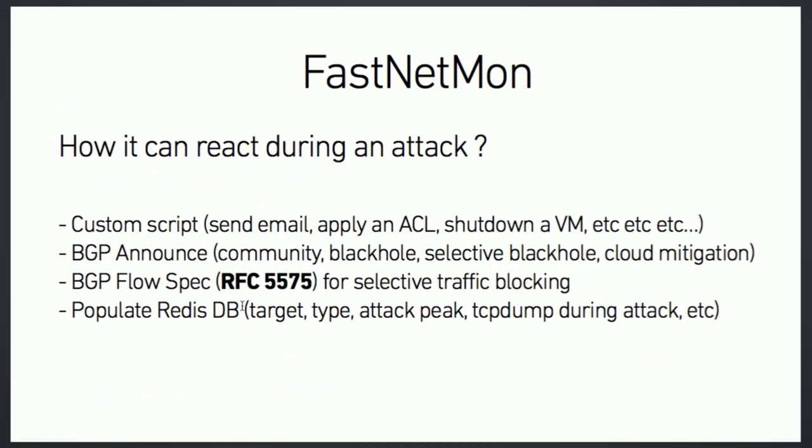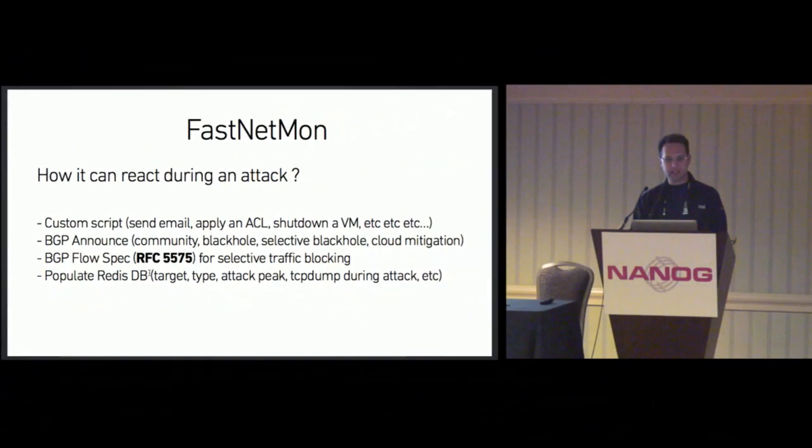So how can FastNetMon react when it detects an attack? Basically, it calls a custom script that you can use to send an email, apply a router ACL, or shut down a virtual machine if the attack is originating on your network. You can use this custom script to do whatever you want, or you can use the integration with BGP to advertise a route. And it also populates the Redis database with a key containing all the attack details for you.